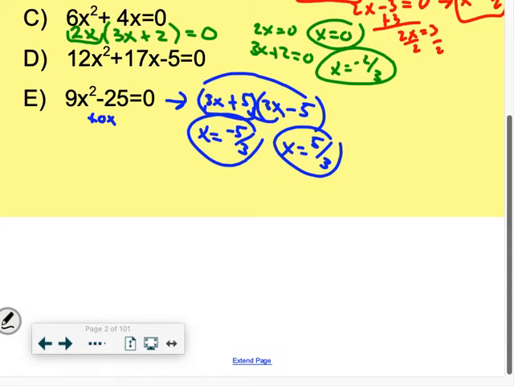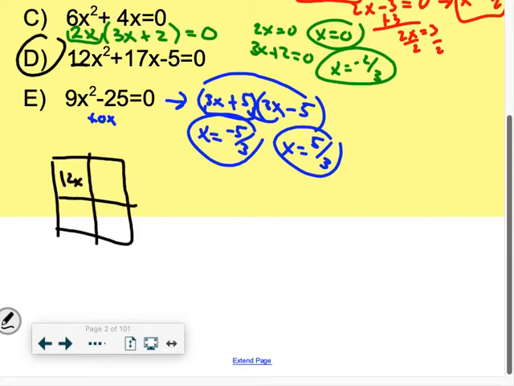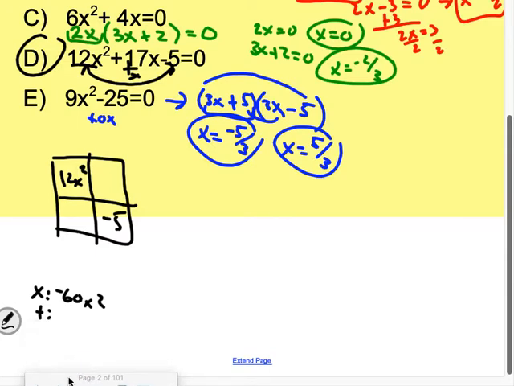Now you saved D because for D, I would use the box method. There's not a leading coefficient of 1. It's not a perfect square. Can't factor out any GCFs. So we're going to start by putting our first term in that corner and our second term in that corner, and find two things that add to 17 and multiply to this product. The multiply product is negative 60x squared. And we need them to add to a positive 17.